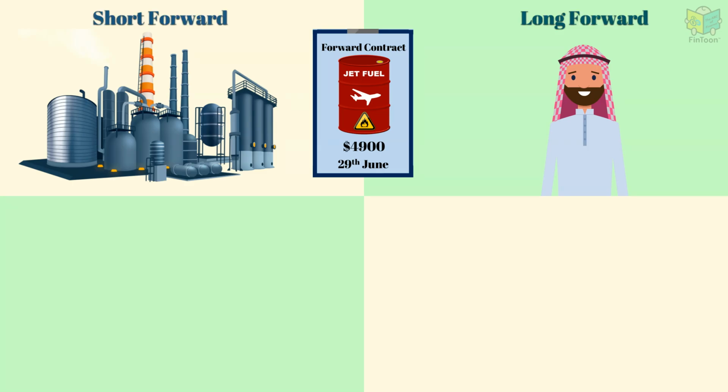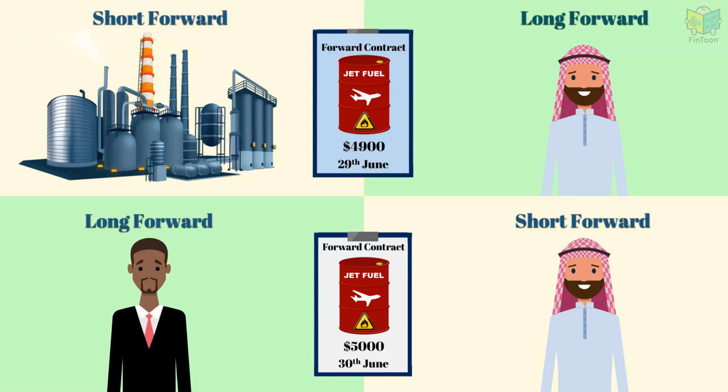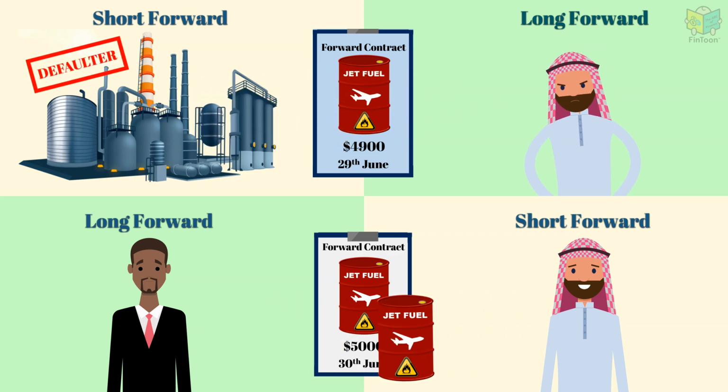Taking a long position with one party and a simultaneous short position with another party does not nullify the obligations. For example, if the dealer initially had a forward contract with the refinery to purchase the jet fuel, he is obliged under both the contracts and faces default risk in both the contracts.